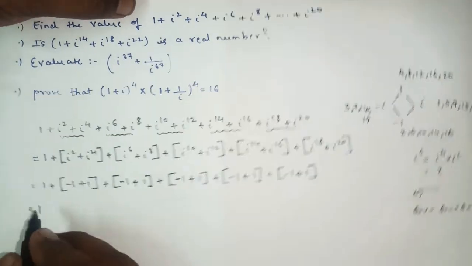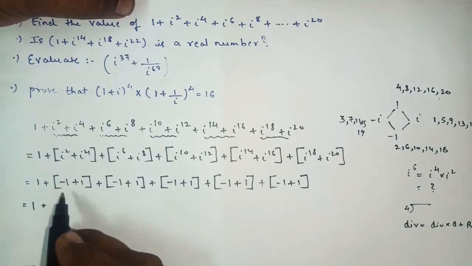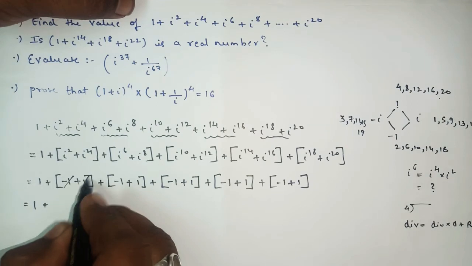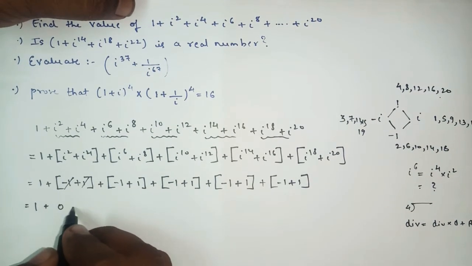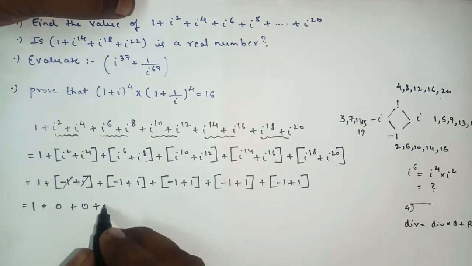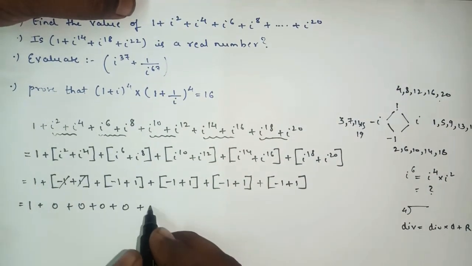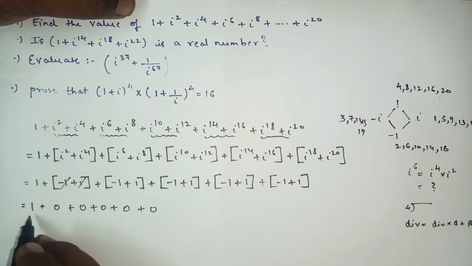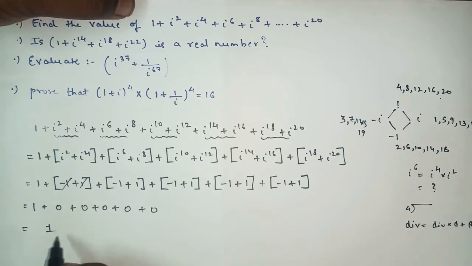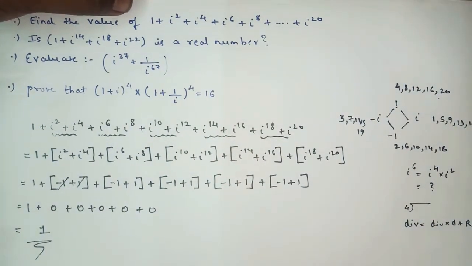Clearly, inside the bracket we have the same number with the opposite sign. So minus 1 plus 1 will get cancelled, and you will get 0. Here also you will get 0, here also 0, here also 0, and this section 0. So you will be left with 1 plus 0 plus 0 plus 0. So the final answer for this section is 1.